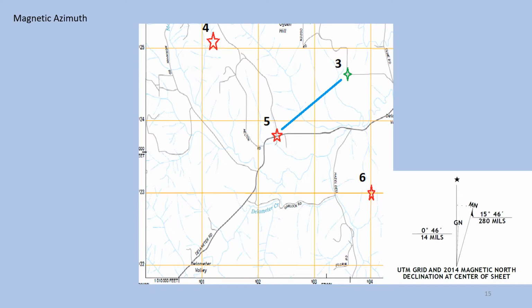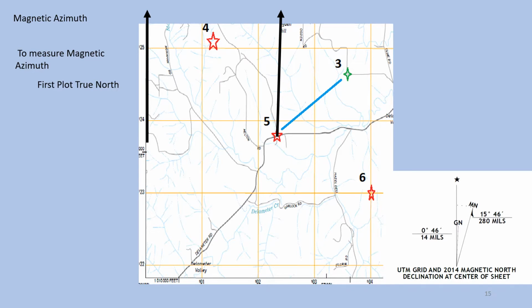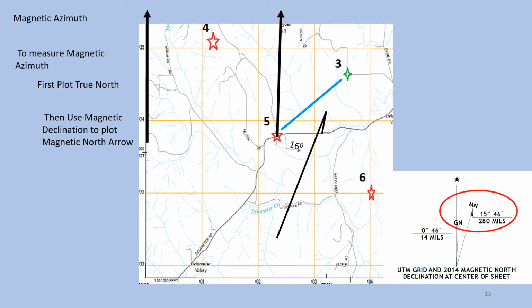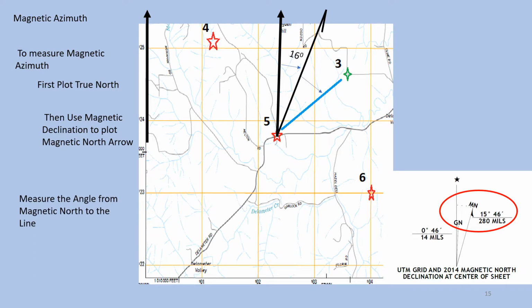Magnetic azimuth is the horizontal clockwise angle from magnetic north to the line between 2 points. To measure magnetic azimuth, first plot true north. Then use the magnetic declination to plot the magnetic north arrow. Measure the angle from magnetic north to the line. In this case, the magnetic azimuth is 34 degrees.